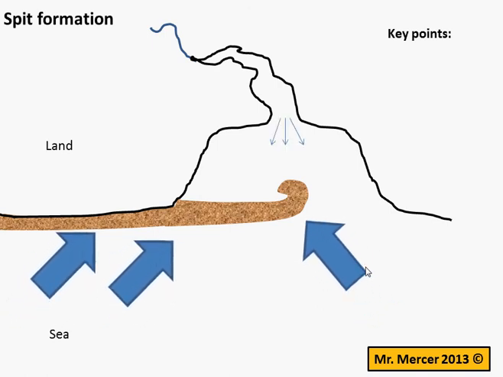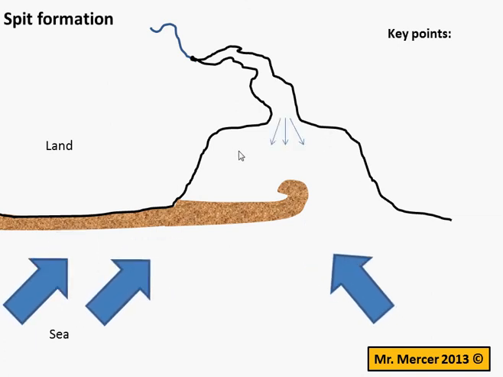The only other points that we can mention here are that the bay here, the river mouth, is normally a shallow bay, and that encourages deposition. If the bay was deeper, then it would be more difficult for the spit to build up in the first place. So a shallow bay is a good thing.